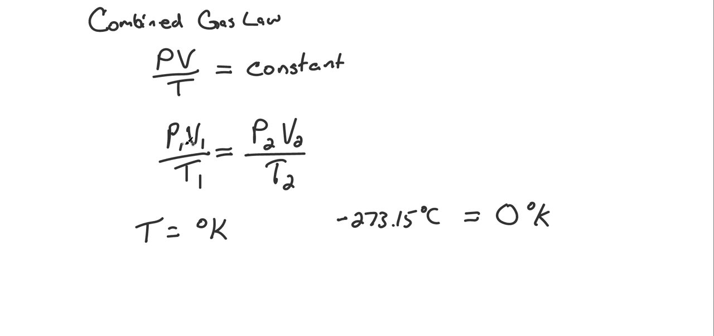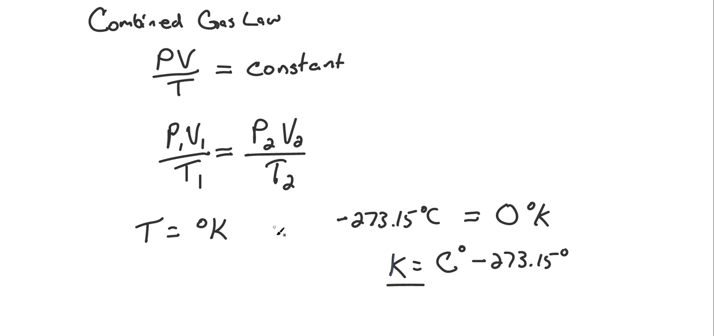So anytime you want to convert, just add 273.15 to your Celsius number to get your Kelvin scale. Let's redo that. So basically, Kelvin equals degrees Celsius plus 273.15 degrees. So in this, use Kelvin.